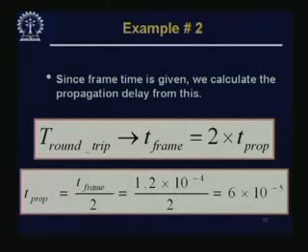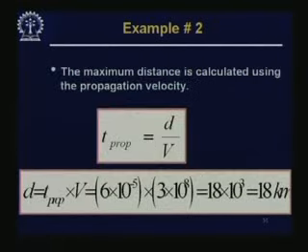1500 bytes. So if you multiply 1500 bytes into 8, that means how many bits? So you will get 12,000 bits, which is 1.2 into 10 to the power minus 4. That is 6 into 10 to the power minus 5.